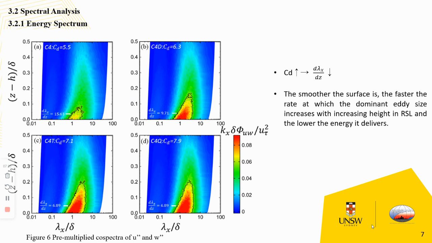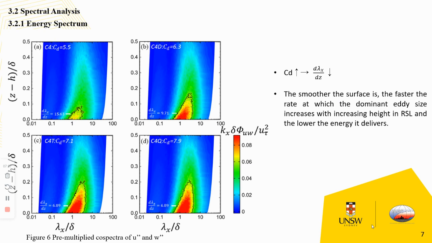And next, I want to talk about the spectral analysis. This figure is the pre-multiplied spectra of u'' and w''. First, we will focus on the energy intensity. As the drag coefficient increases, we can see that the energy intensity also increases.